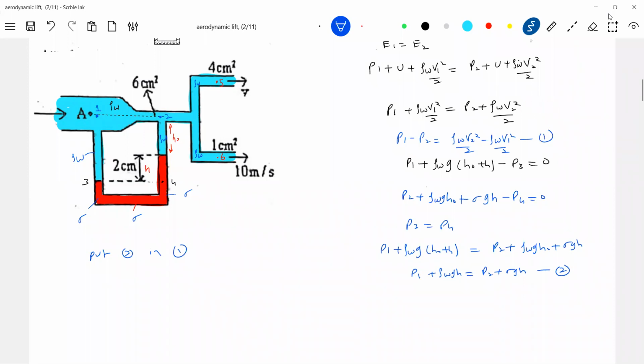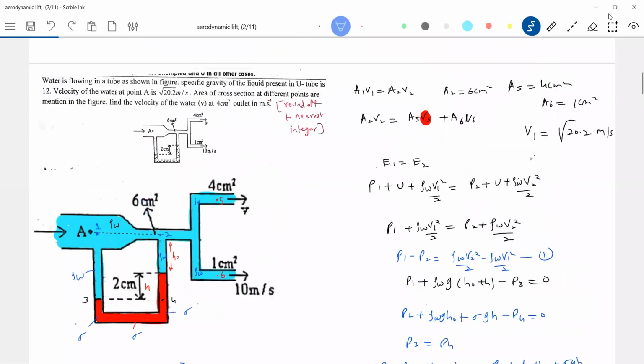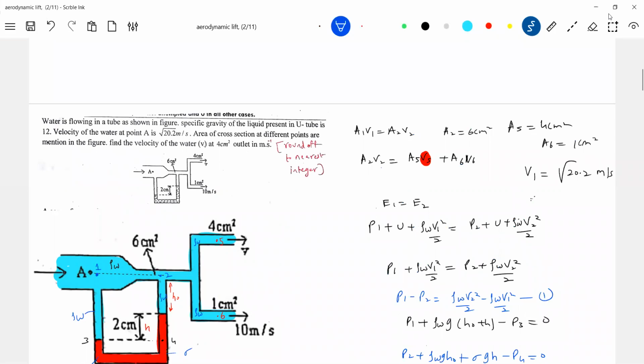I'll call this equation 1. This will become P1 minus P2 equal to sigma minus rho W GH. Put 2 in 1. So equating that, sigma minus rho W GH should be equal to... okay, we know V1, we know sigma and rho W, and we know H also. Substituting, we'll get V2. That value of V2 I'll substitute here. Then I'll get V5.